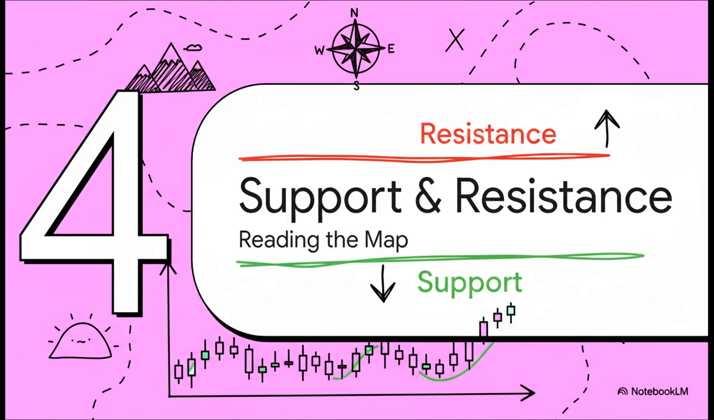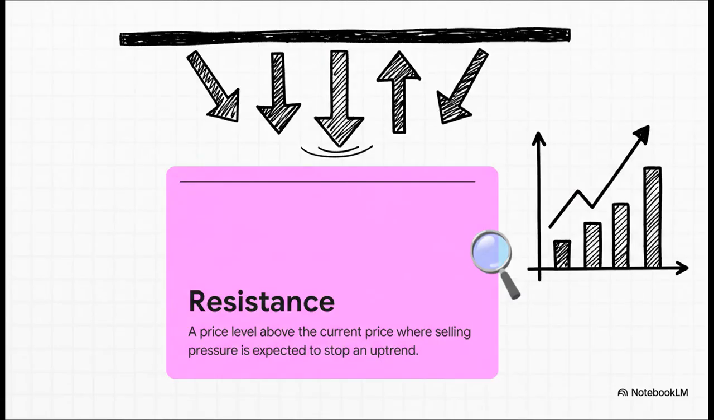I want you to think of support and resistance like the guardrails of the market. They're key price levels that can give you a pretty good clue about where the market might be headed next. Resistance is a price level that's above the current price, and it acts like a ceiling. It's basically a point where sellers tend to show up in big numbers, making it really tough for the price to break through and keep going higher.